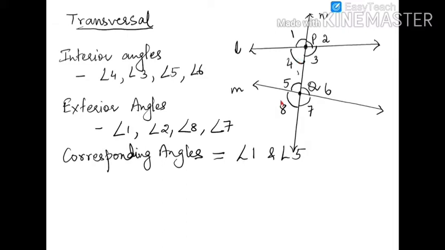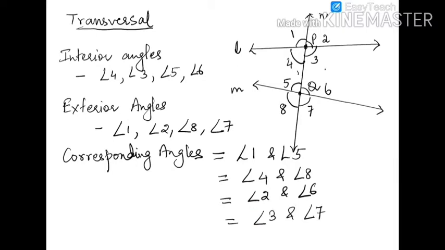Likewise 4 and 8 are on the same side, that is the left side of the transversal, and below the two lines L and M. So these are also a pair of corresponding angles. So angle 4 and 8 are corresponding angles. Likewise on the right side of the transversal, 2 and 6 are facing upward. So they are a pair of corresponding angles. 3 and 7 are facing downwards. So they make a pair of corresponding angles.